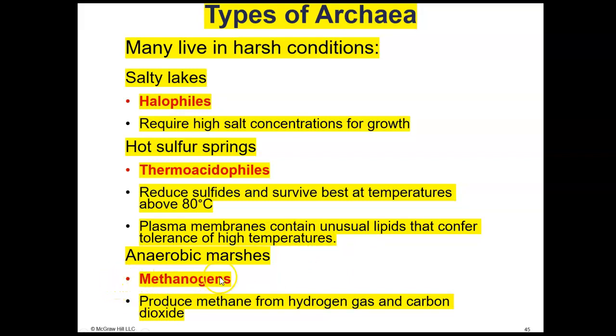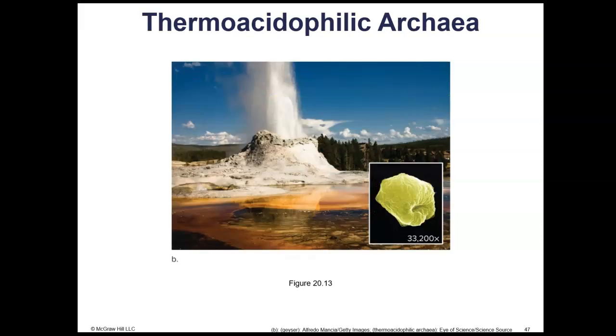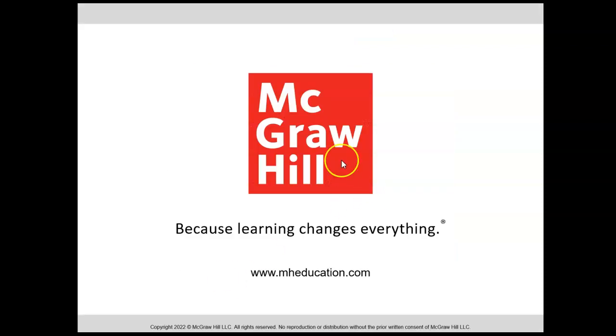In anaerobic marshes, where there's not any oxygen available because it's like in the swamp, those are called methanogens, and they produce methane from hydrogen gas and carbon dioxide. This is an example of halophilic archaea, thermoacidophilic archaea, and methanogens. And that is it.